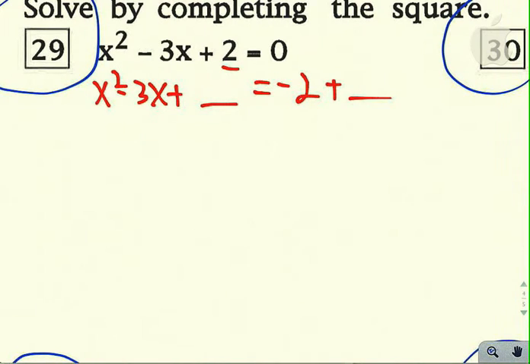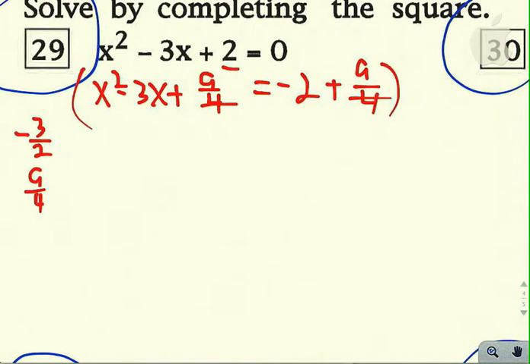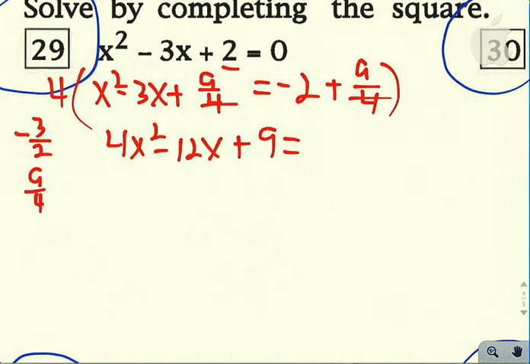And the number that completes the square, remember 3 steps? Take half of minus 3, square it, and divide by the leading coefficient. So add 9/4 to both sides. And we want to get rid of the fraction, so multiply both sides now by 4. So 4x squared minus 12x plus 9 equals minus 8 plus 9. And the left side will be 2x minus 3 quantity squared equals 1.